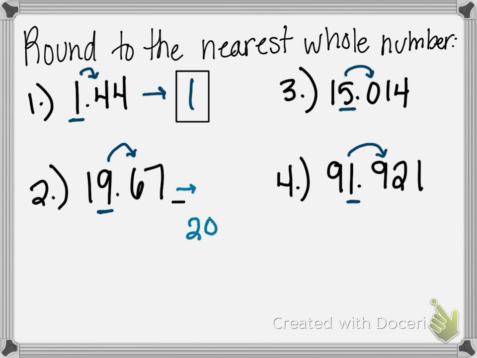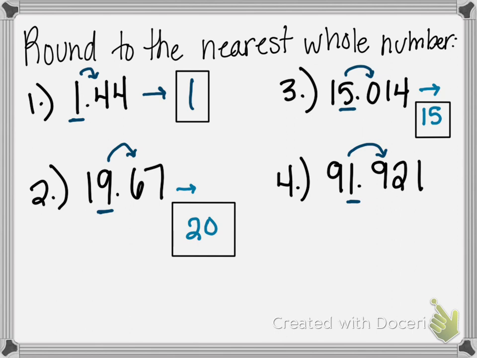Good. Number 3, 15.014 rounded to the nearest whole number. Sophie, what'd you get? I got 15. Very good. Okay, we look to the right. It is 0. That means that 15 stays the same. It's not going to get bigger. It's going to stay the same.